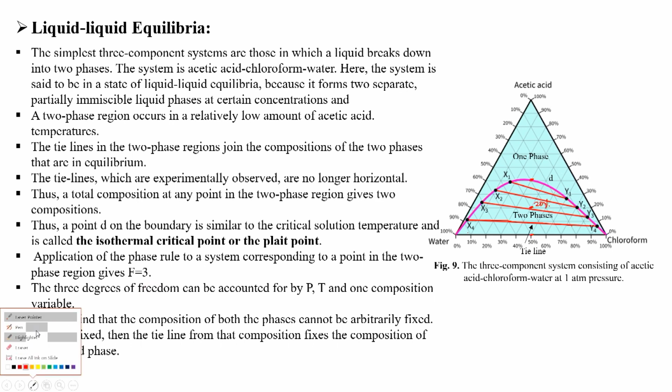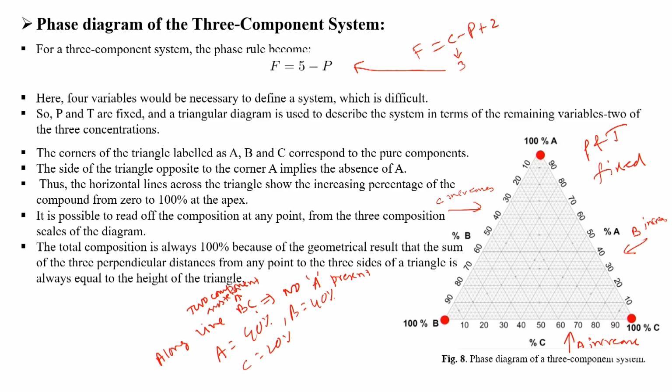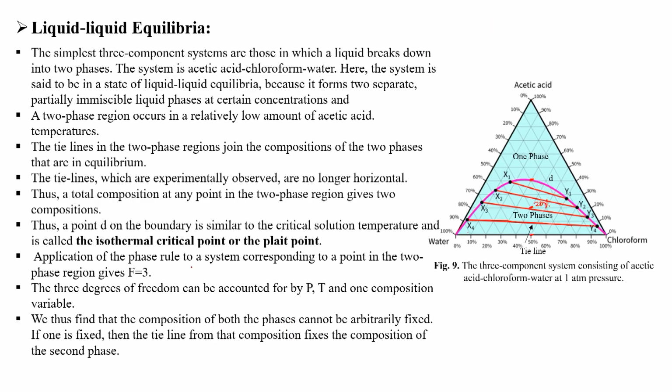So what does the phase rule say? The phase rule says F is 5 minus P. Now this is the two phase region, we are considering the two phase region here. So for the two phase region, this is 5 minus 2, which gives you F is 3. But we are keeping pressure and temperature constant. So here P and T are constant.